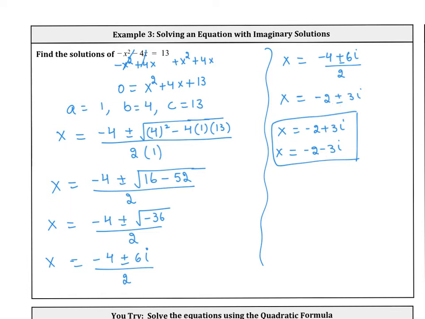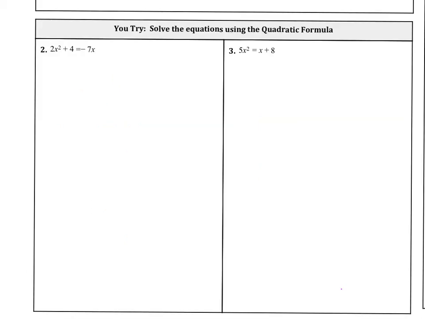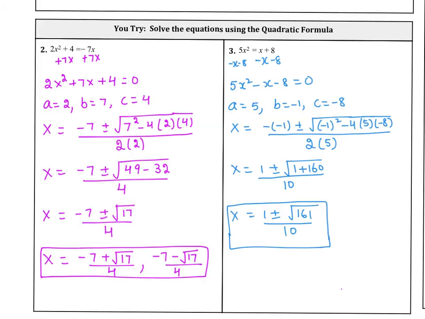Now you're going to pause this video and do the You Try problem underneath this example, that is number 2 and 3. You try problem number 2 and 3. For number 2, I'm going to add 7x on both sides. So I get 2x squared plus 7x plus 4 equal to 0. A is 2, B is 7, and C is 4.